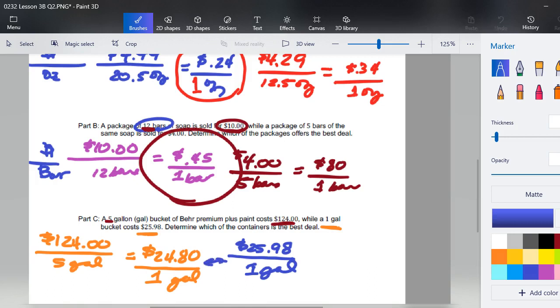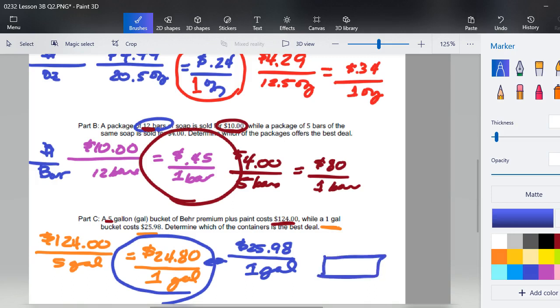So looking at these two, a quick comparison says it is going to be cheaper to go ahead and buy the 5-gallon bucket for $124 because it is less per gallon. Write a sentence that says some comment to that fact, and check your calendar because this ends lesson 3B.